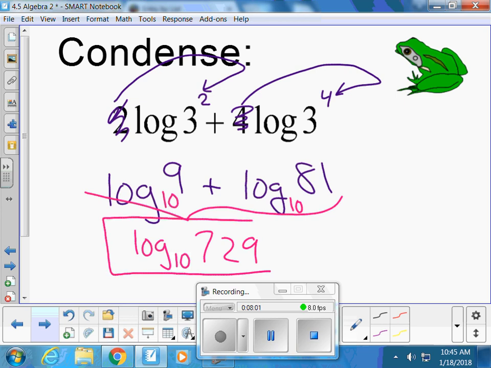I don't need to actually solve that one out. 10 to what power is 729? It's going to be a decimal. So just leave it. Yeah, we're going to do a lot more that involve frogs.